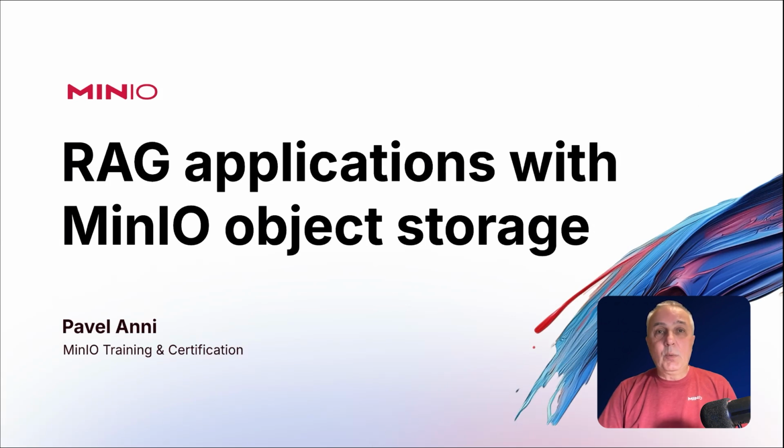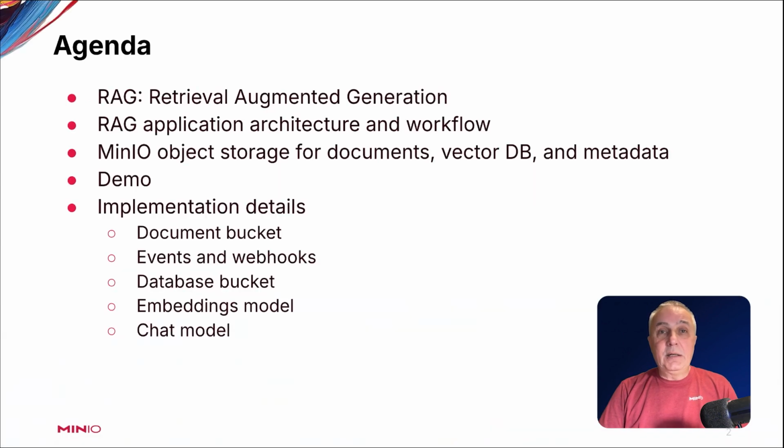In this course, you will build a RAG application using MinIO object storage. First, we will start with the definition of what RAG is, and obviously it will need more than just a description in 3 words, retrieval augmented generation. Then I will show you the architecture of our RAG application, its components and its workflow, and we will discuss how to use MinIO object storage to store documents, their metadata, and the vector database.